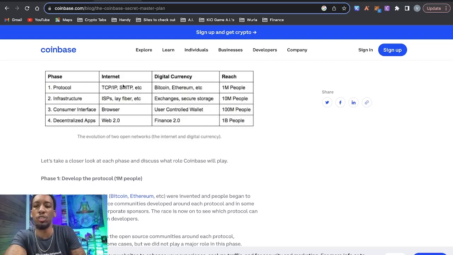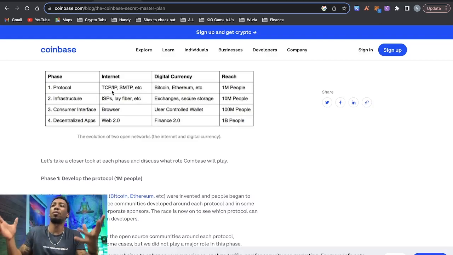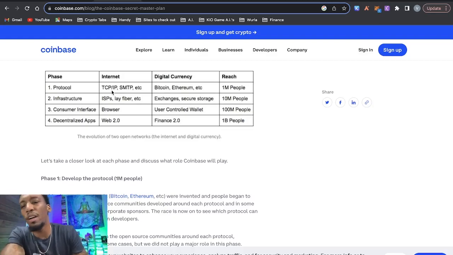So let's go through this. For the internet, the protocol was TCP/IP, which stands for Transmission Control Protocol, Internet Protocol. It's almost like the standard language that everyone agreed upon, and it is the foundation of the internet. After there was a standard protocol that everyone agreed upon, then came infrastructure: internet service providers, which is what an ISP is, which lay fiber optic cables to connect everything, right?